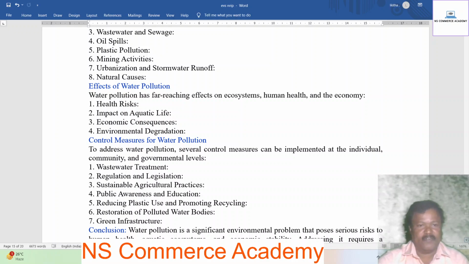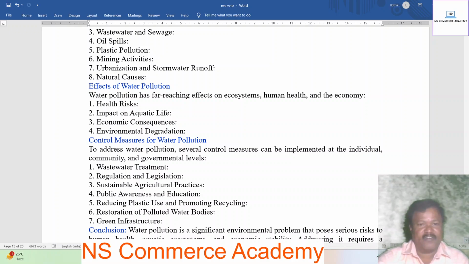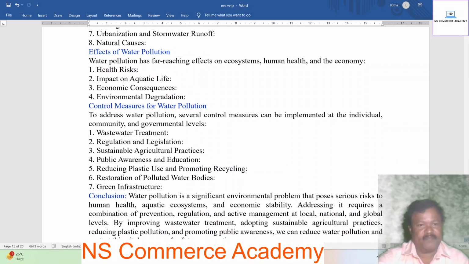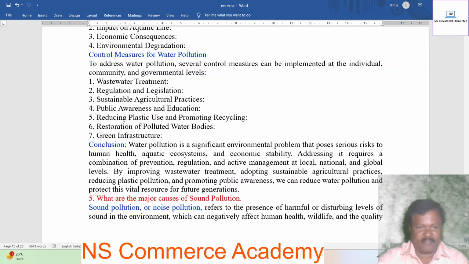Controlling measures. To address water pollution, several control measures can be implemented at the individual, community, and governmental levels. Wastewater treatment, regulation and legislation, sustainable agricultural practices, public awareness and education, reducing plastic use, promoting recycling, restoration of polluted water bodies, green infrastructure.